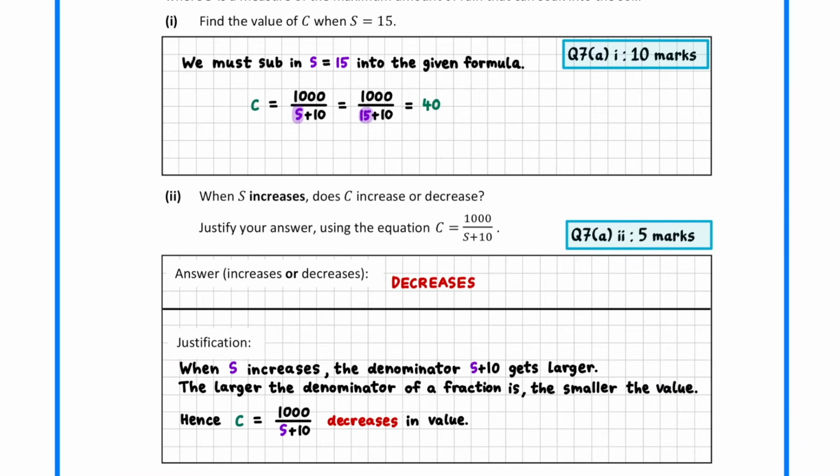In part 2, we must consider the effect on C when S increases. In our formula, the S appears beneath the line in the fraction, so if we increase S, then we will be dividing by a larger number. This decreases the overall value of the fraction.